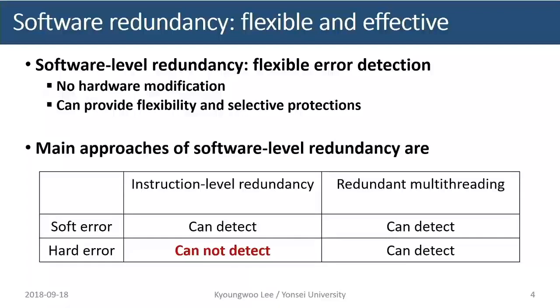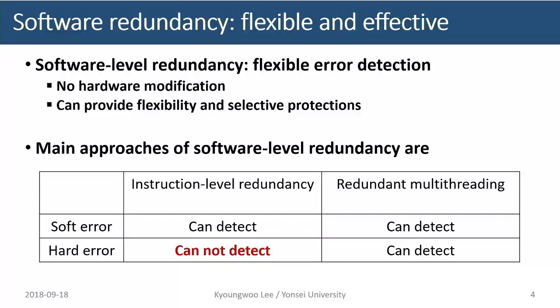Software level redundancy has two main approaches. One is instruction level redundancy, which duplicates instructions and compares the results at a certain point to find a mismatch, which is error detection. Redundant multithreading duplicates threads, in general on physically different hardware components, and then compares the results at certain points so you can find a mismatch, which is an error.